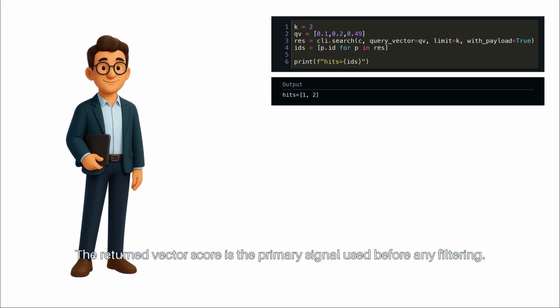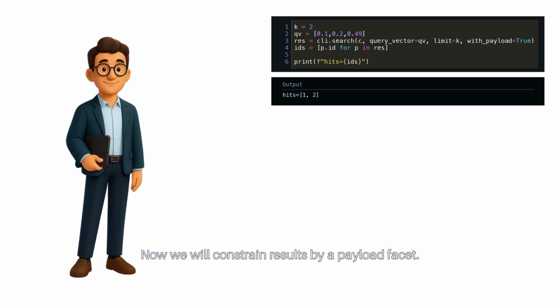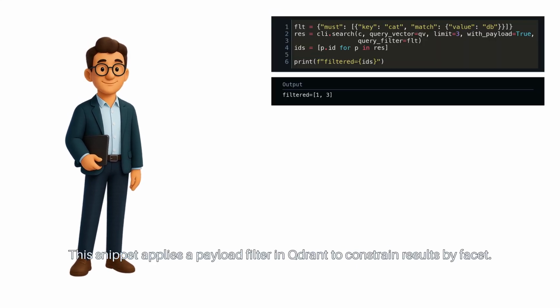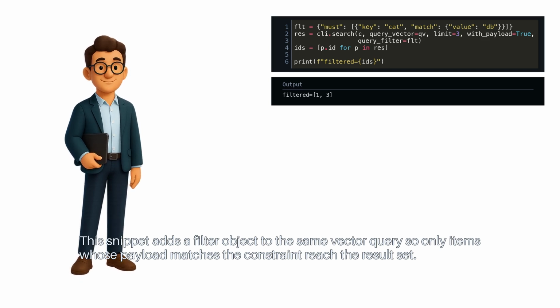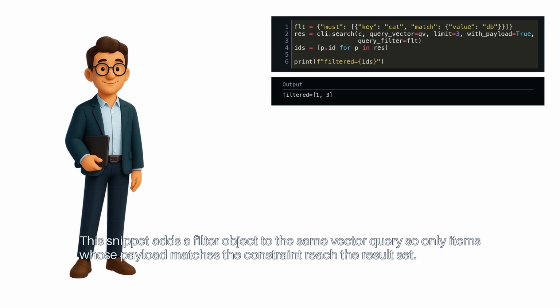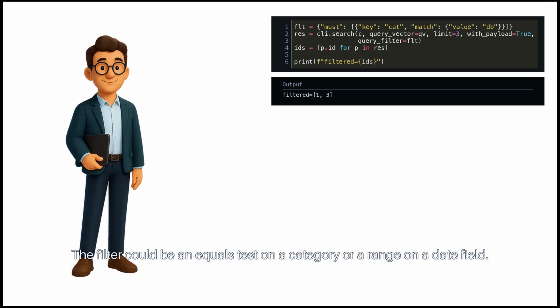The returned vector score is the primary signal used before any filtering. Now we will constrain results by a payload facet. This snippet applies a payload filter in Qdrant to constrain results by facet. This snippet adds a filter object to the same vector query, so only items whose payload matches the constraint reach the result set. The filter could be an equals test on a category or a range on a date field.